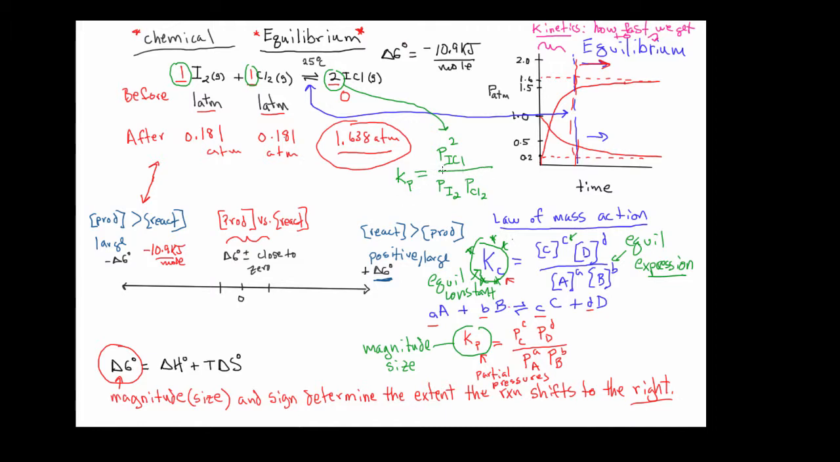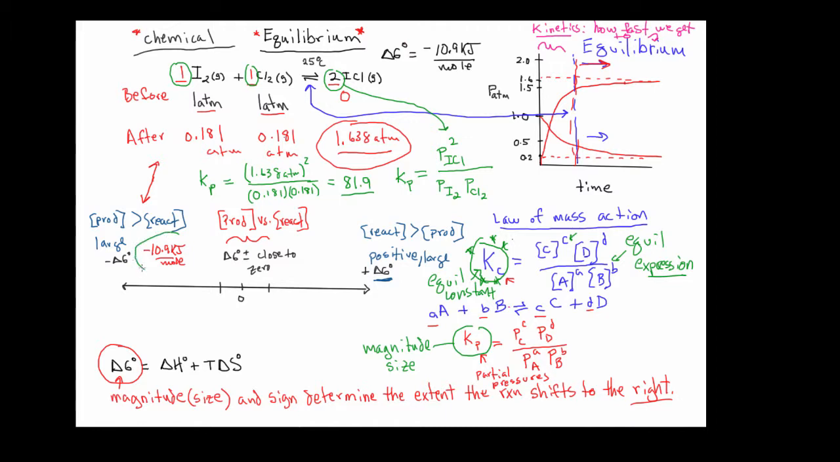Now, if we go ahead and calculate what this value is going to be, I'm going to squeeze this in. I apologize for doing this. The Kp for the reaction as it stands here, the one I'm demonstrating, is going to be 1.638 atmospheres, and this quantity is squared, divided by 0.181 for the I2 times 0.181 for the Cl2, and when we crunch the number, what we end up with is an equilibrium constant equal to 81.9.